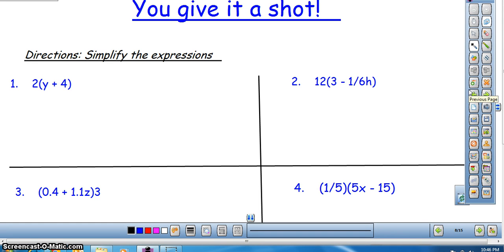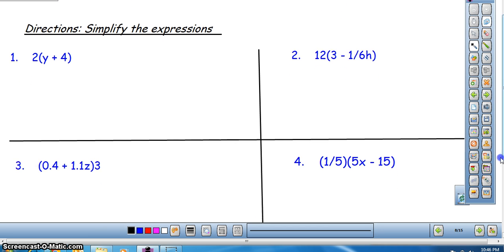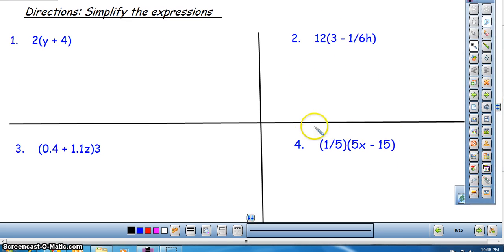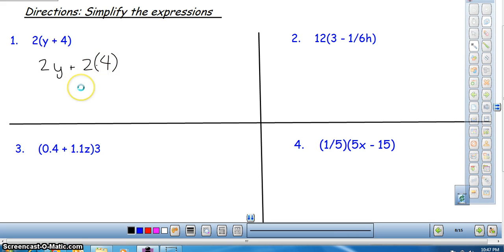If we are simplifying, I'd like you to give these a try. Try and pause the video if you would for just a couple seconds, and then start it up again as we look at these 4 expressions. I am going to go through them with you. In the first one, 2 times y plus 2 times 4. And again, I would probably use a parenthesis instead of the dot, just because it looks like a decimal for some of you. 2y plus 8.